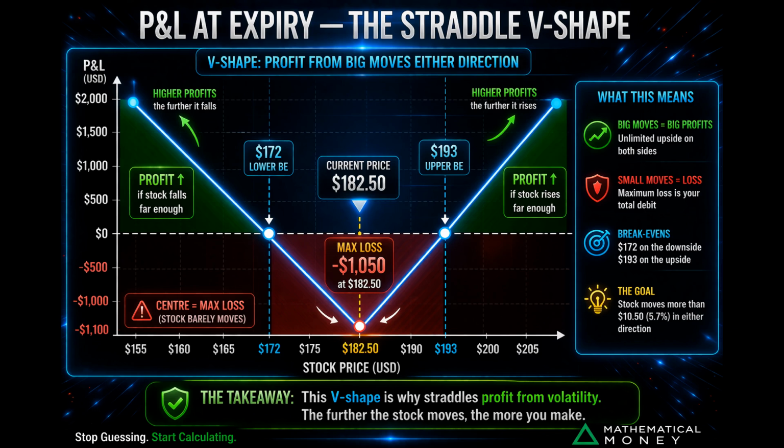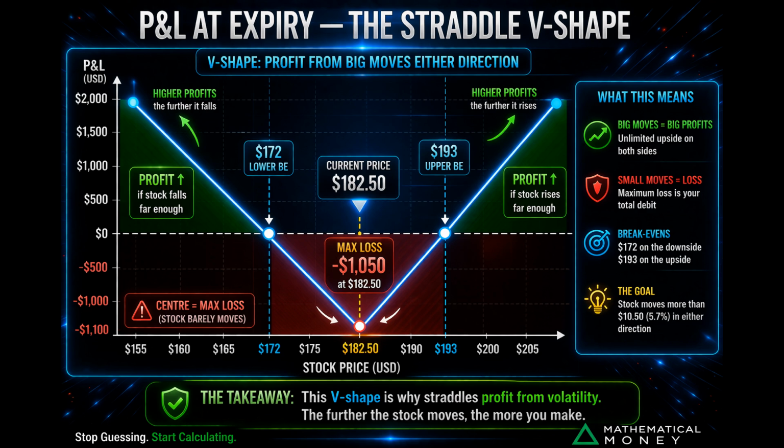The profit and loss diagram for the straddle at expiry. Horizontal axis, Apple's price at expiry. Vertical axis, profit or loss. The shape is a V. At the center, the strike price of 182.50, you reach maximum loss, the full $1,050 debit.